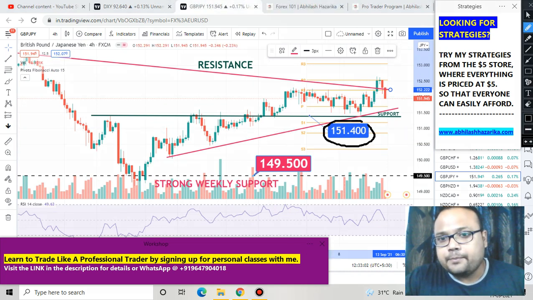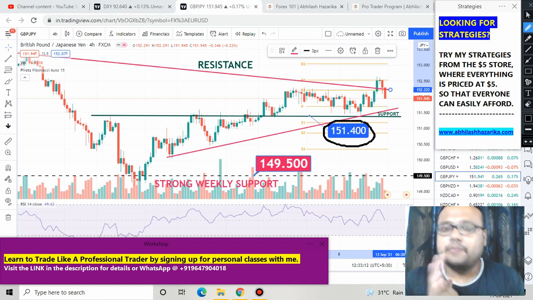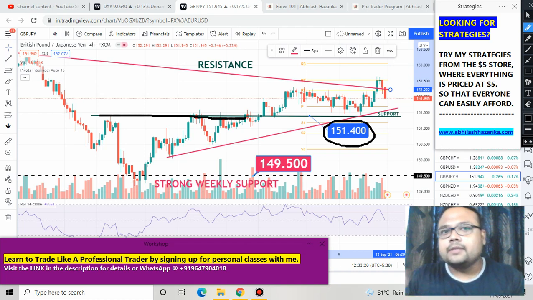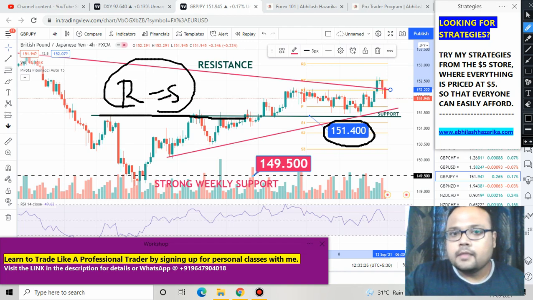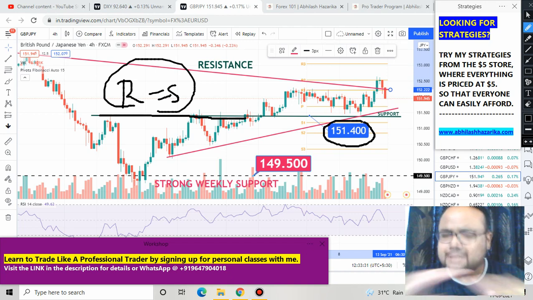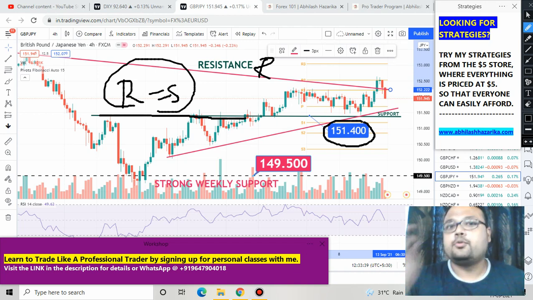151.40 level is important because this is acting as a support for the market. To be honest, there is no proper logic behind why this level is acting as such an important support for GBP JPY. Previously, this level was acting as a resistance for the market, and right now the same resistance has become the support. You can see that the market is respecting this level as a support. So this trend line is the resistance for the market, and this level 151.40 is a support for the market.